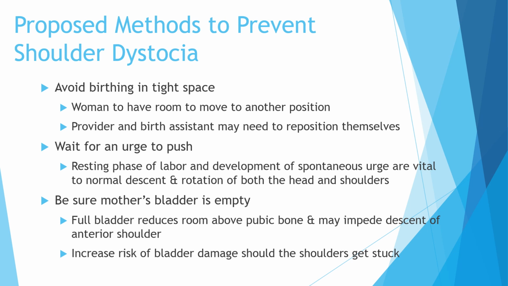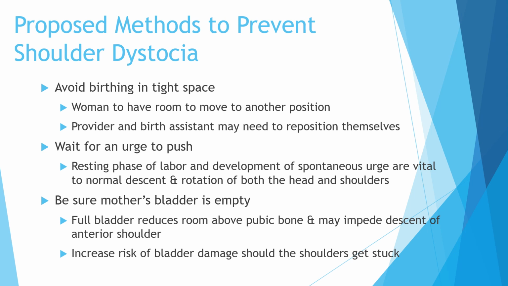Proposed methods for preventing shoulder dystocia. Avoid birthing in a tight space when there's not as much room to move around. It makes it harder for the care provider to reposition the mom, especially if you have a tub and it's a small apartment. You have to be really considerate of the space around you, how much equipment is there, how much furniture. Wait for the urge to push. It's harder with an epidural, but in natural labor, just because the cervix is gone doesn't necessarily mean she's ready. It's that Ferguson reflex, it's that baby being low enough in the pelvis to involuntarily cause mom to push.